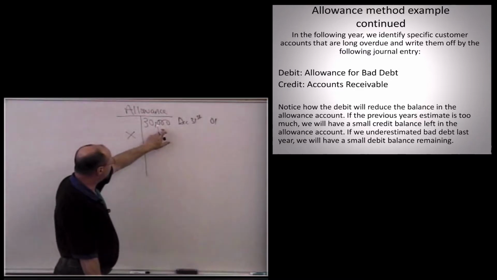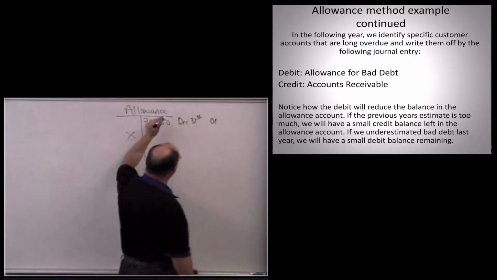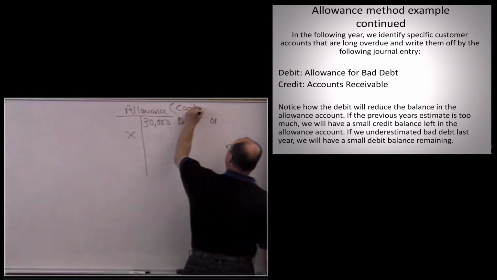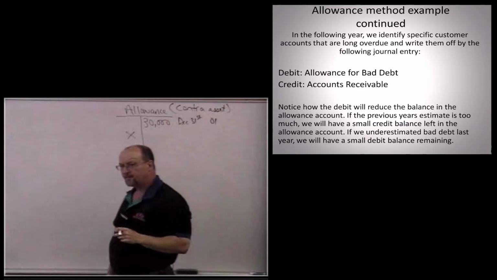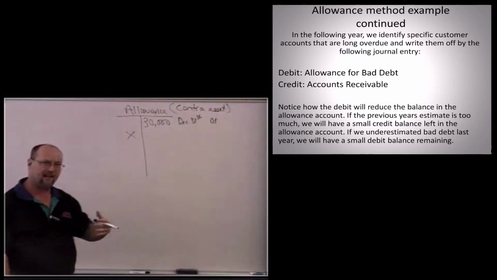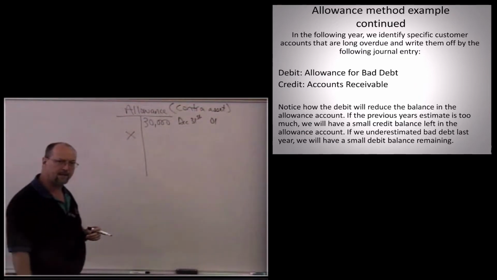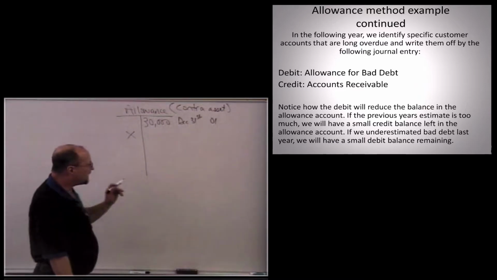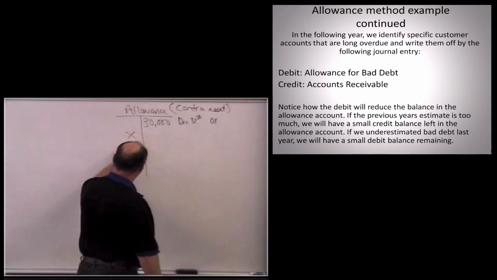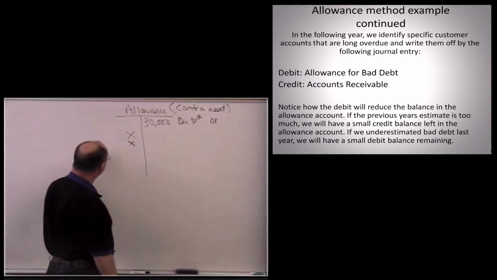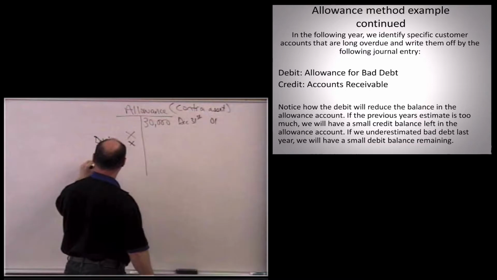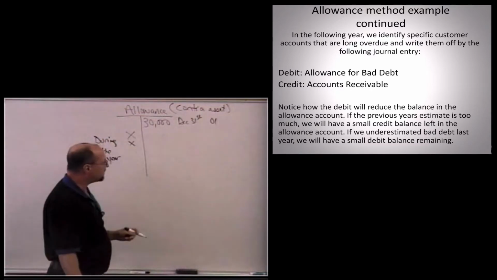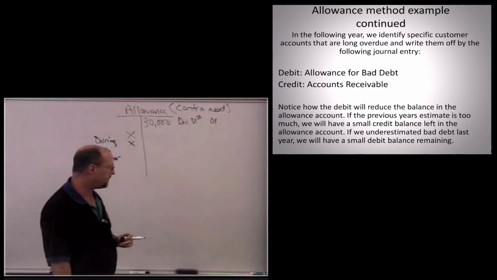If I have a $30,000 credit balance, and again, the allowance for bad debt is a contra asset, which means it has a normal credit balance. These assets have a normal debit balance. Contra, opposite, has a normal credit balance. As I identify particular accounts that are uncollectible in the following year, during the second year, I identify all these various accounts.